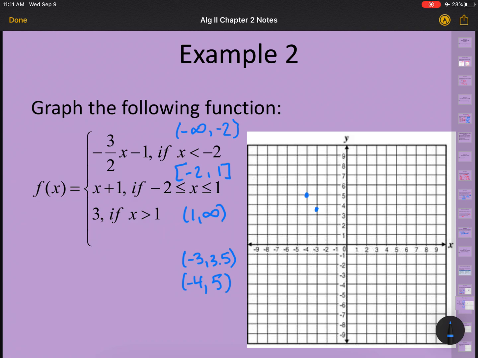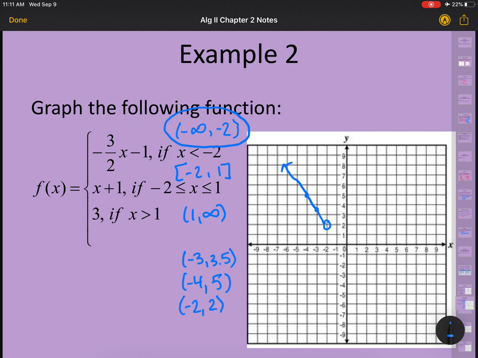Okay, so this is going in this direction since it's a negative slope. But if you try to plug in negative 2 for that first equation, okay, you're going to get back out positive 2. So at negative 2, we're supposed to get back out 2. Okay, but what I'm going to do is leave an open dot at 2, because it doesn't quite include negative 2. That's why I have this in interval notation here. Okay, it didn't quite include negative 2.